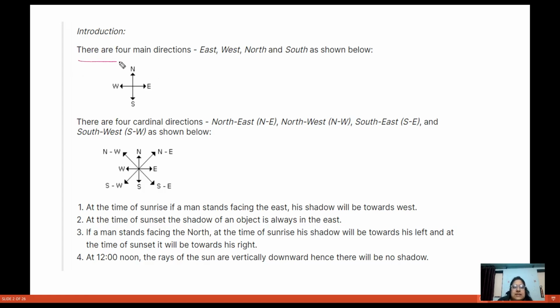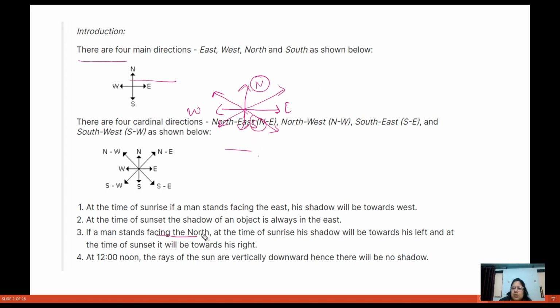So look at this. There are four main directions. North is towards this direction, we have east towards this, we have west towards this, and we have south. These are the four main directions, and then there are four cardinal directions. Between north and east there is northeast. Between north and west there is northwest. Between south and west there is southwest, and between south and east there is southeast. Now, these are very important.